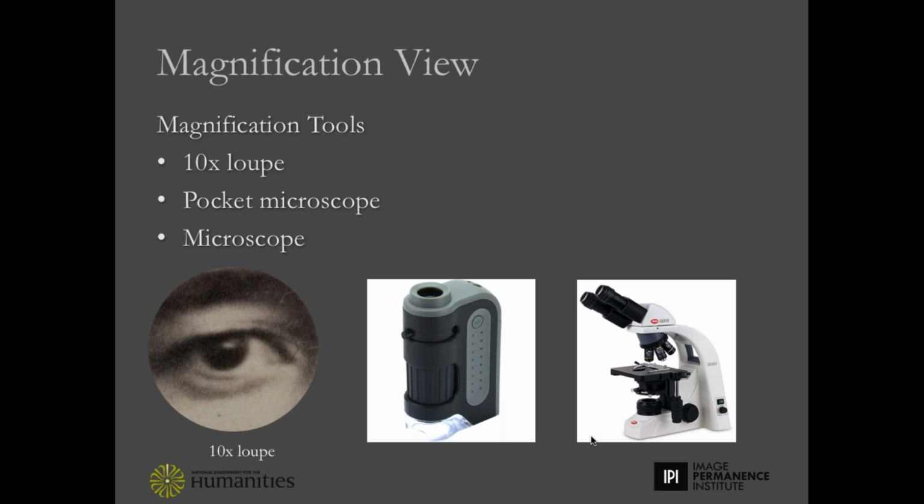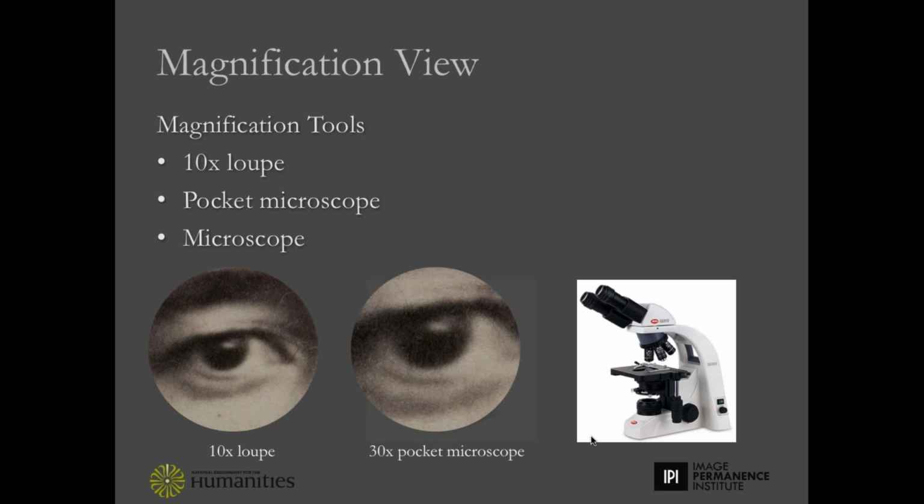Most loupes are about 10 times magnification, or 10x, giving you about this much detail. Pocket microscopes range. The image here is about 30x, or 30 times magnification. However, some pocket microscopes can do 50x or more.